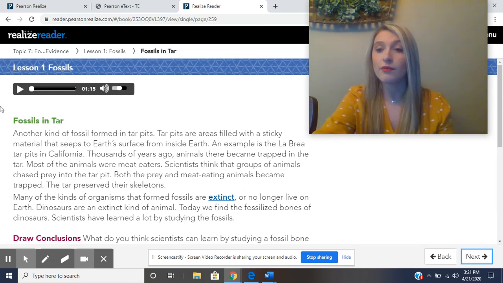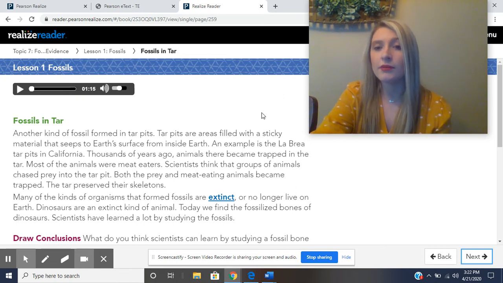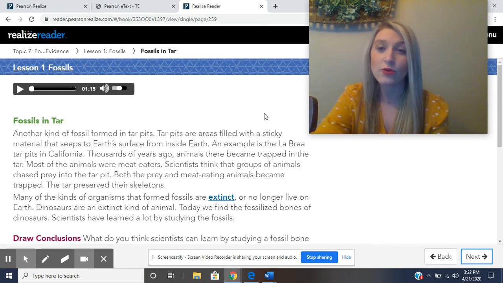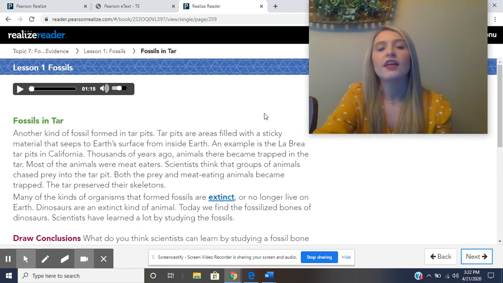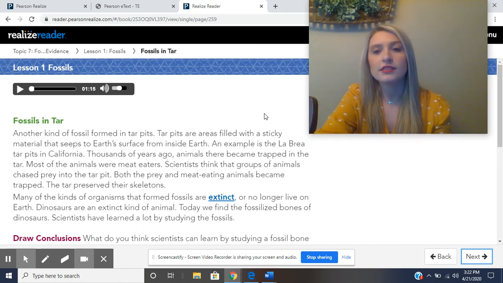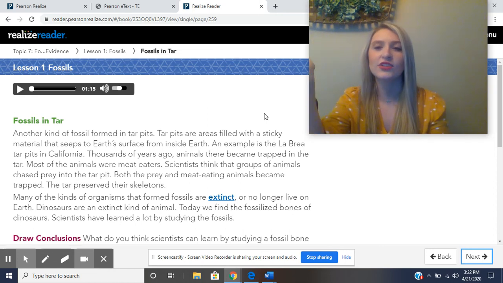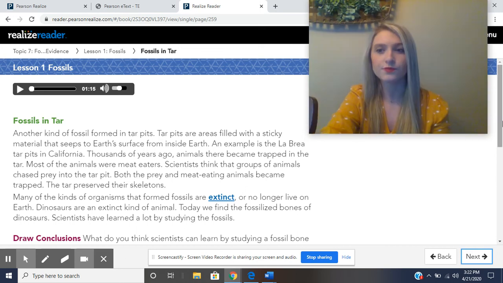Scientists have learned a lot by studying fossils. And think about how much we know about dinosaurs today, and that was millions of years ago. So if you will just think about what we know about dinosaurs right now, think about how much more we have to learn about all of these other types of animals that lived that long ago.